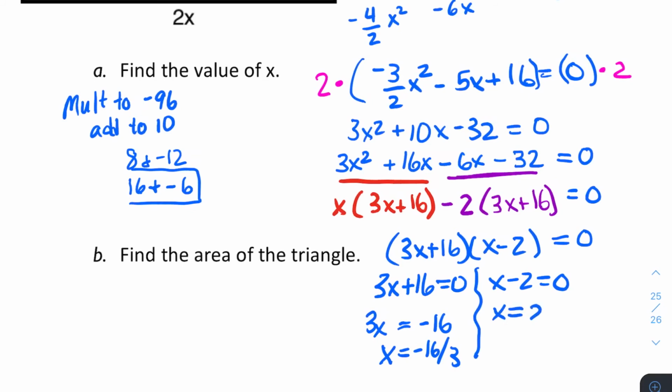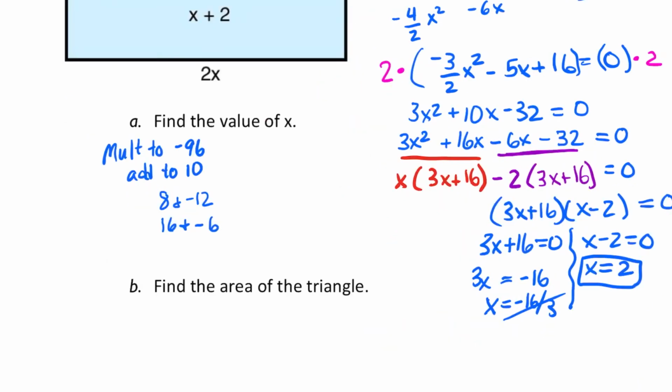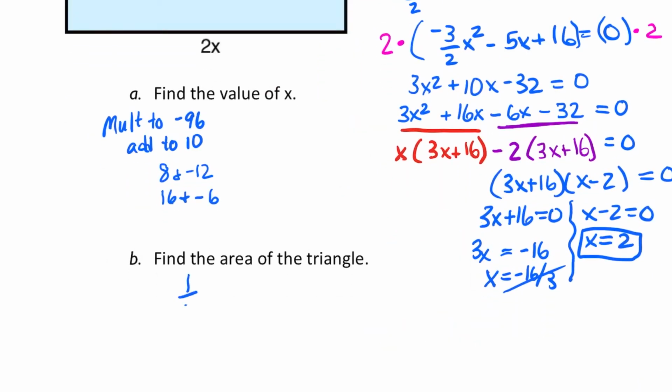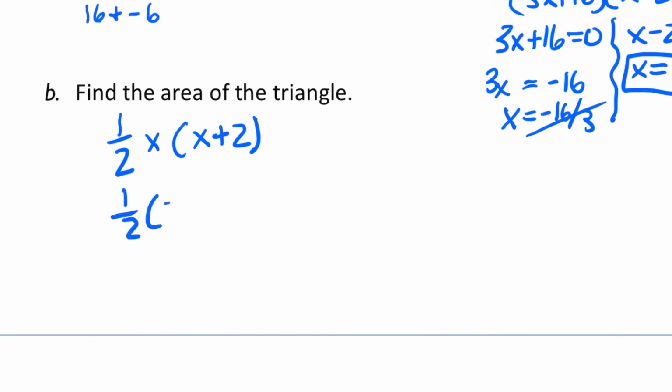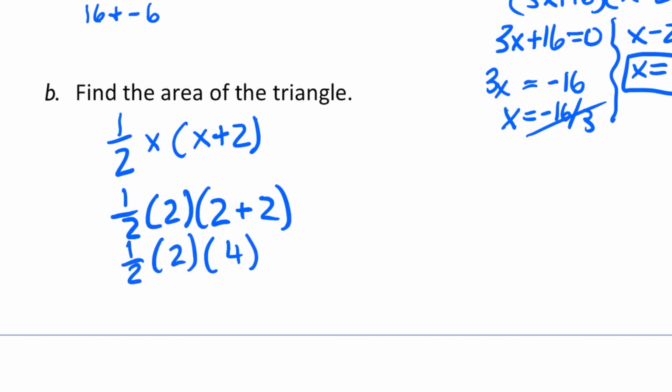Now 2 times x is the bottom side length of my rectangle, so I can't take 2 times -16/3 and get a side length because that'd be negative. So only x equals 2 works. If I want the area of my triangle, I'm just going to take my 1/2 base times height and plug in what I got for x. So you'll have 1/2 times 2 times 4, which is just going to be 1 times 4, which is 4 square units.